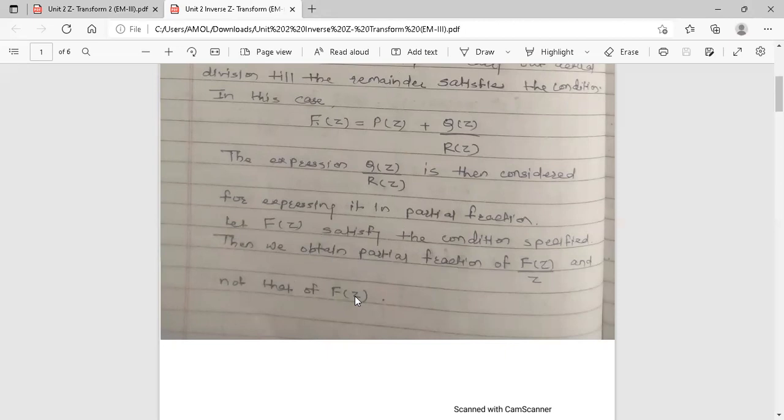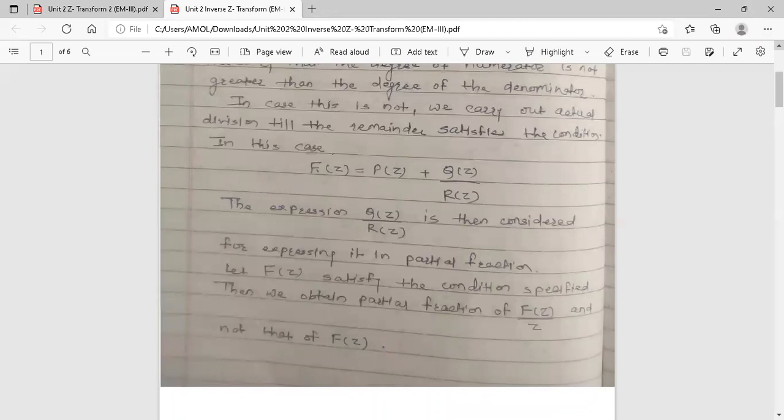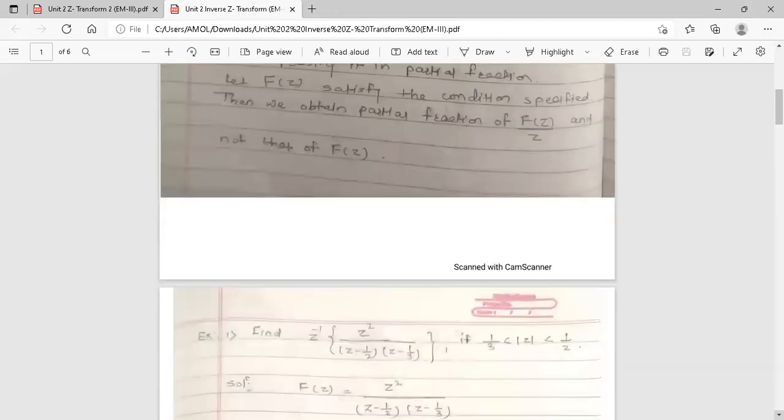So remember one thing: after satisfying the specified condition, meaning if the degree of the numerator is less than the degree of the denominator, then we can perform the actual partial fraction method. In that method we obtain the partial fraction of f of z upon z and not that of f of z. You remember this thing here.